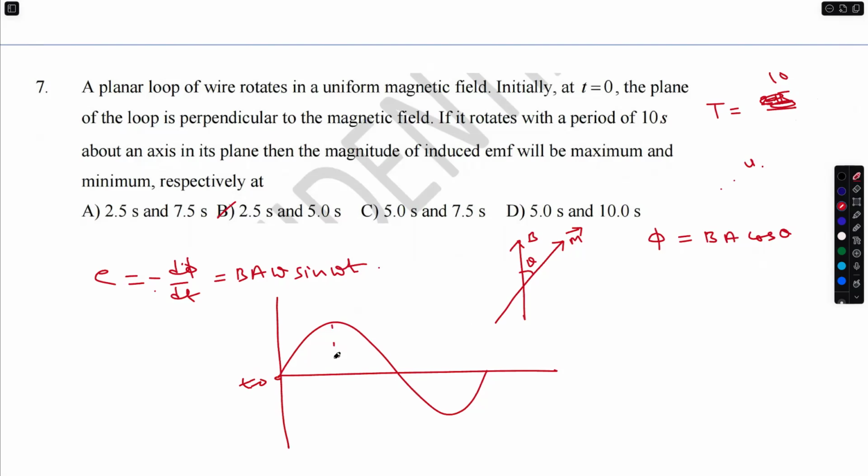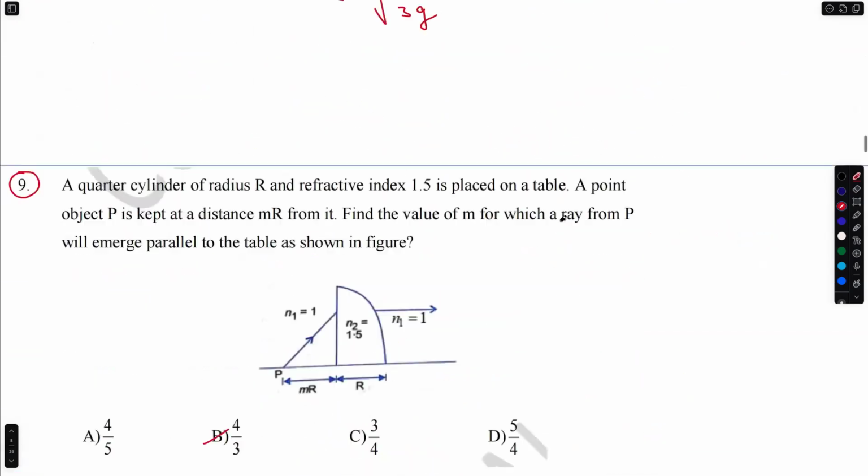So therefore 2.5 seconds, 5 seconds, 7.5 seconds, 10 seconds. Combinations. You want maximum and minimum. 2.5, 5. Absolutely correct, so that is the wrong option. Now the wrong option and wrong, you need to check that also. Right. 7 done. Yeah. Any help, please?